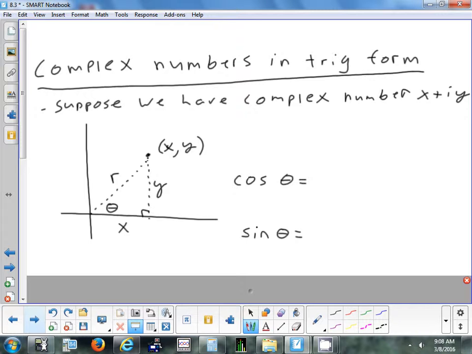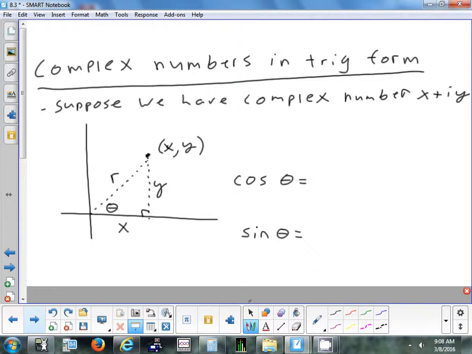And I want to find these two things. The way we're going to find them is to use right triangle trig. So I put my point here, drew in a distance to the origin. It's almost like I'm drawing in my absolute value. And then I drew a line straight down to the positive x-axis. Same kind of diagram as when we do absolute value.